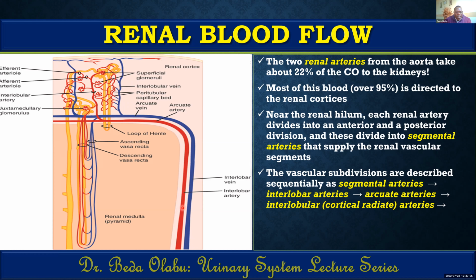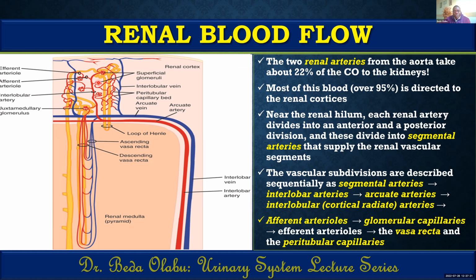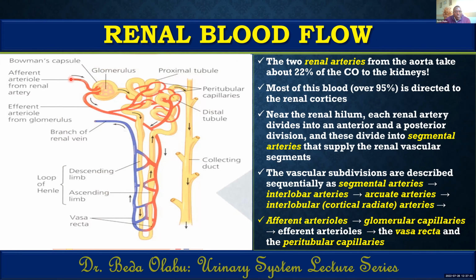Now look at this again. If this is the interlobar artery, it will give you the arcuate artery that runs along the corticomedullary junction. The arcuate artery then gives you the cortical radiate artery, which we've called the interlobular artery. The interlobular artery is the one that gives you the afferent arteriole that goes to the renal corpuscles, as we can see in these particular images. So the afferent arteriole goes to the glomerulus, and from the glomerulus you have the efferent arteriole. Maybe this image would be better to capture that. So this is the afferent arteriole which enters the glomerulus, and then from the glomerulus we have the efferent arteriole.